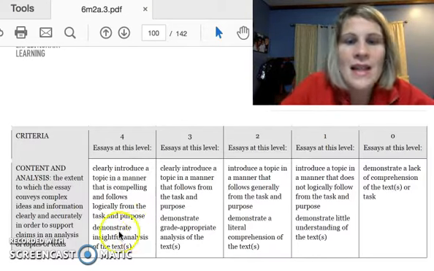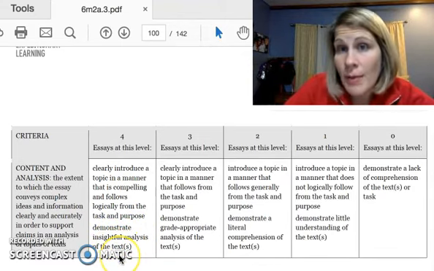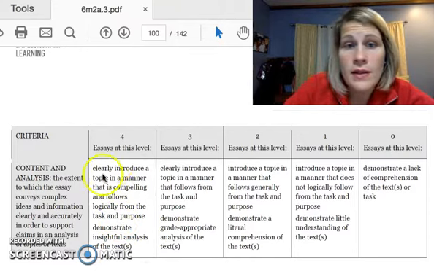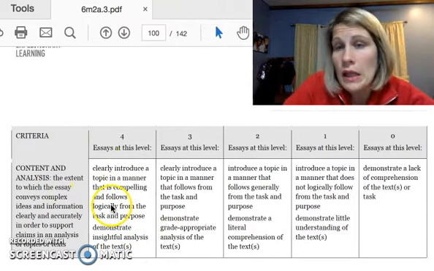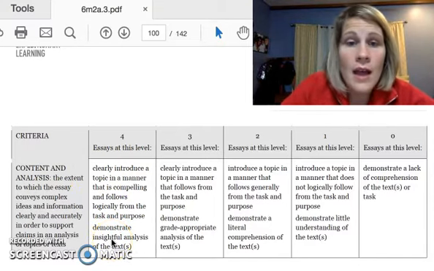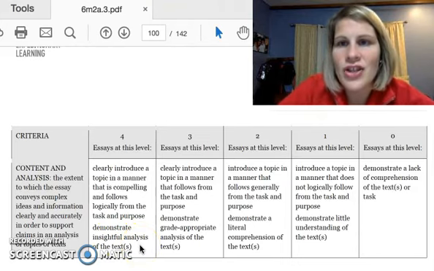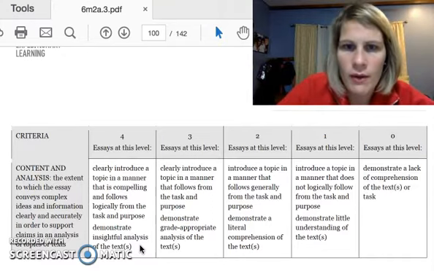All right, and then demonstrate insightful analysis of the text. That's going to happen in your body paragraphs. This happens in your introduction and a little bit in the body paragraphs. This definitely happens in your body. This is where insightful means that it's not just completely obvious facts that you're stating. It shows that you put some thought into it, okay?